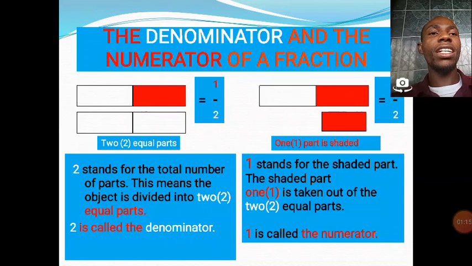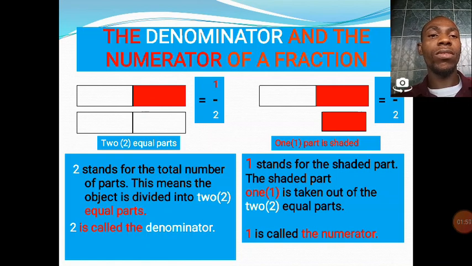The denominator and the numerator of a fraction. Now let's take the denominator first. Let's observe on our immediate left, the object over there has been divided into 2 equal parts, and one is shaded red or coded red. Good. And the fraction is written as 1 out of 2 or 1 over 2. You can also say 1 on 2. Good.